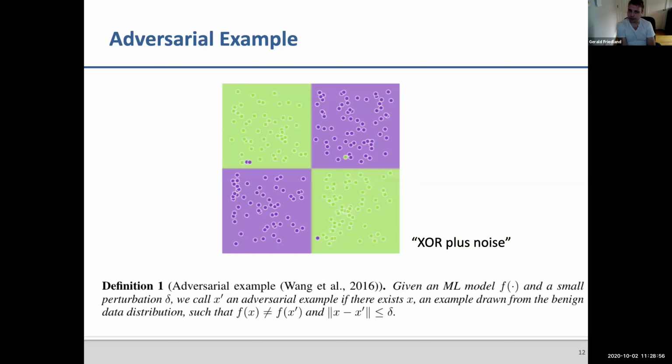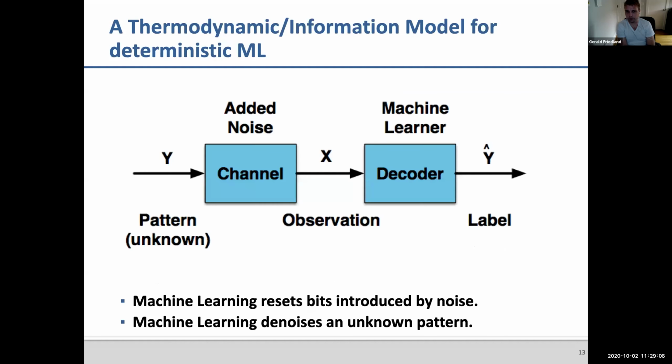Now, speaking of adversarial examples, this is the explanation for adversarial examples, right? It's your visual explanation for what's going on.